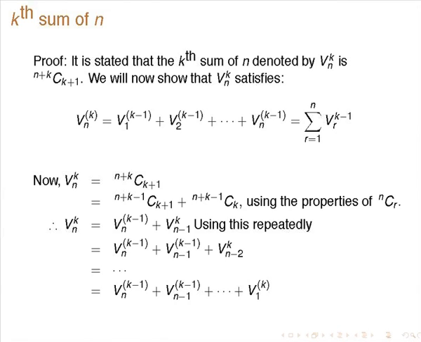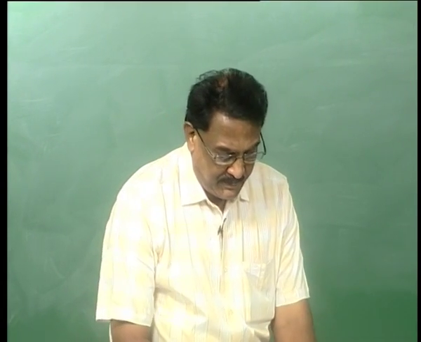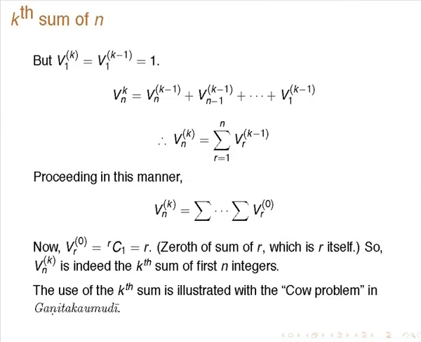So using this repeatedly, this again we write as V(n-1,k-1) plus V(n-2,k), etcetera. Finally, you get V(n,k) up to V(n,k-1), etcetera. But here there is also V(1,k), that is the sum with one term. So kth or k minus 1th, it does not matter. So V(1,k) is equal to V(1,k-1), that is always equal to 1. So V(n,k) is this. So this is the sum, and the result is already given.